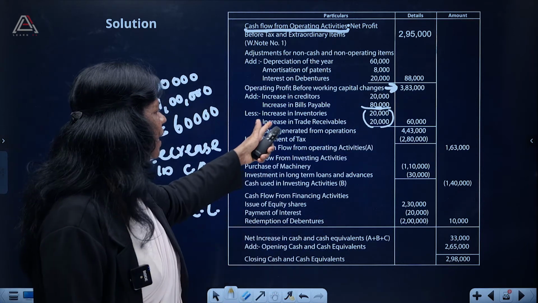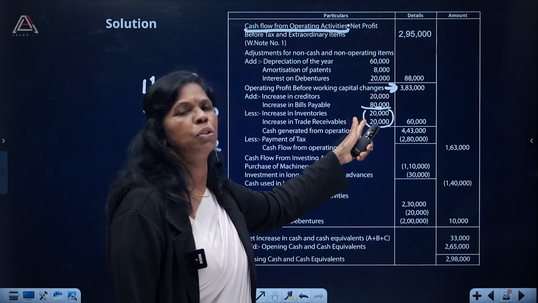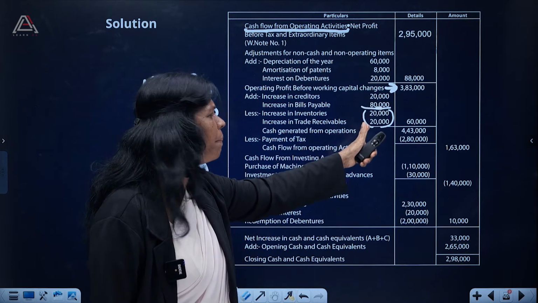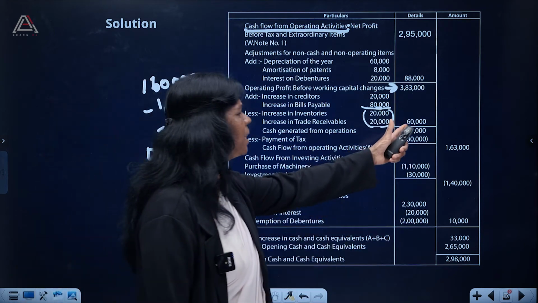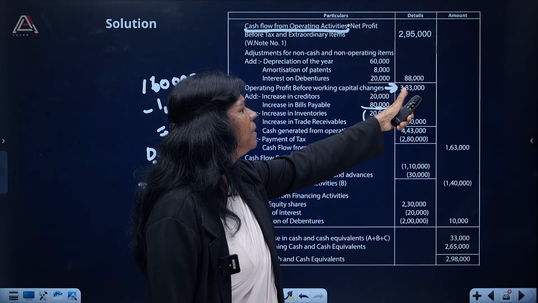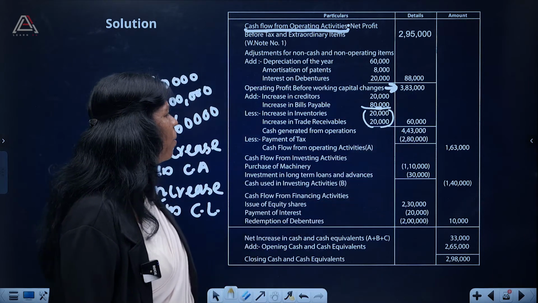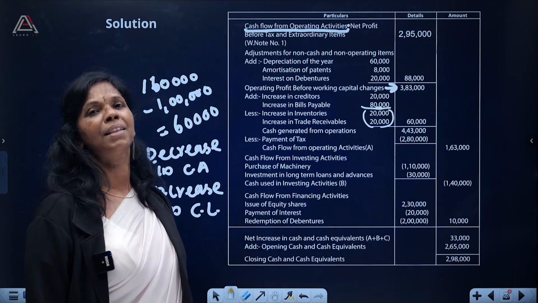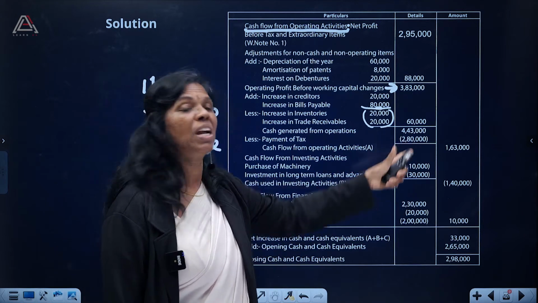That is less increase in inventory, 20,000, increase in trade payable, 20,000. So total 40,000. This total 1 lakh. 1 lakh minus 40,000, how much is it? 60,000. This 60,000 we have to add along with this 3,83,000. So how much is the total now? Cash generated from operation, how much is it? 4,43,000. Along with that one, tax paid during the year we have to minus.